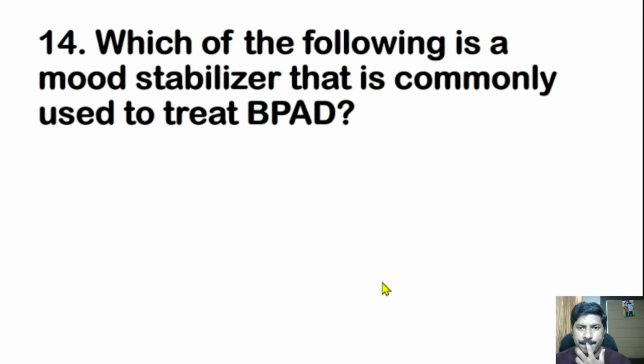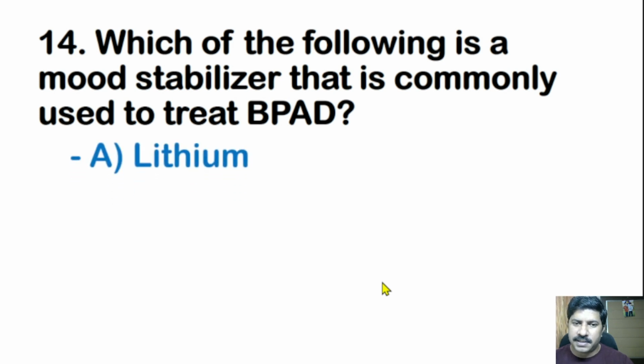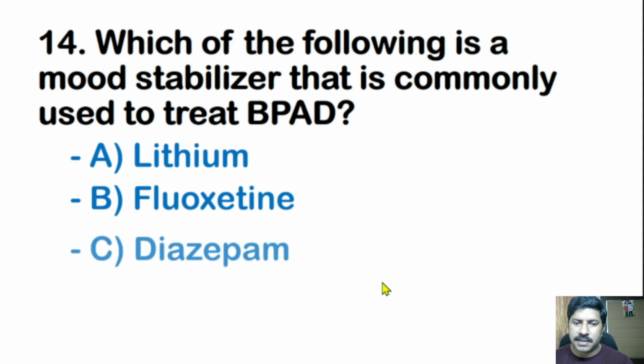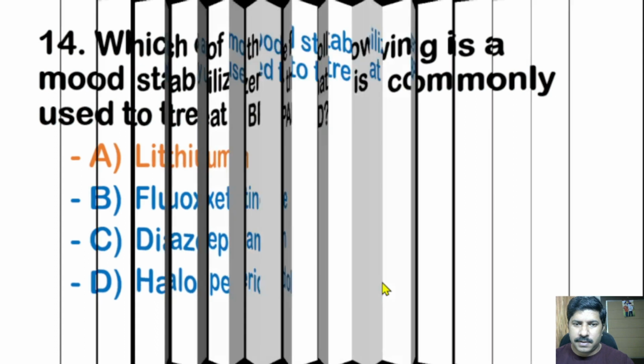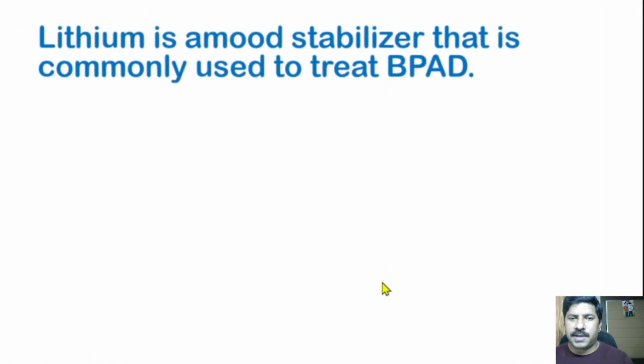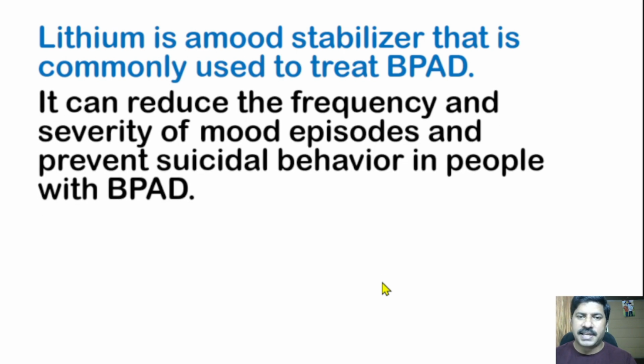Then 14th question. Which of the following is a mood stabilizer that is commonly used to treat BPAD? Easy question. Lithium, fluoxetine, diazepam, haloperidol. Correct answer is lithium. Lithium is the drug of choice for BPAD. Lithium is a mood stabilizer that is commonly used to treat BPAD. It can reduce the frequency and severity of mood episodes and prevent suicidal behavior in people with BPAD.